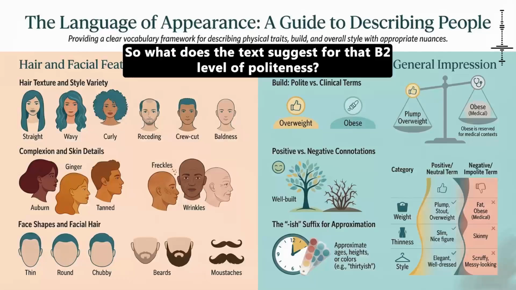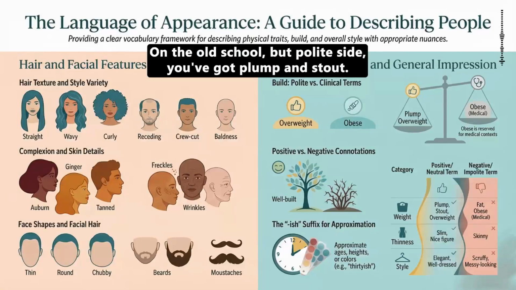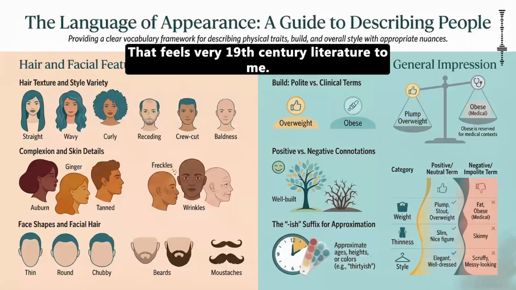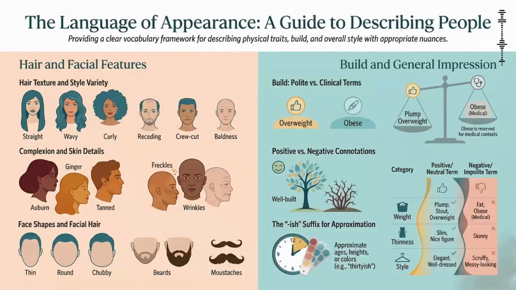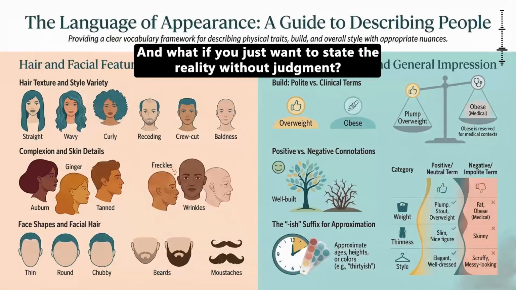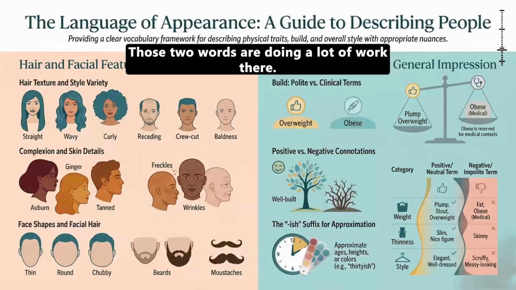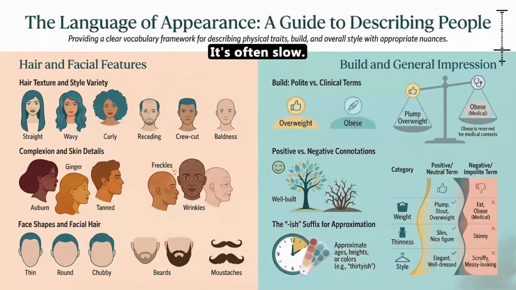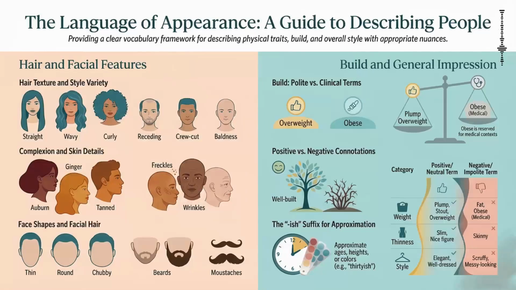So what does the text suggest for that B2 level of politeness? Well, we have a spectrum. On the old school but polite side, you've got plump and stout. Stout. That feels very 19th century literature to me. The stout innkeeper. It does have a vintage feel, but it's still understood. It implies broad, heavy, solid. Plump is a bit softer, rounder. And what if you just want to state the reality without judgment? The text suggests a bit overweight. A bit. Those two words are doing a lot of work there. All the work. It softens the blow. Overweight is factual. A bit makes it an observation, not a condemnation. It's probably the safest phrase.